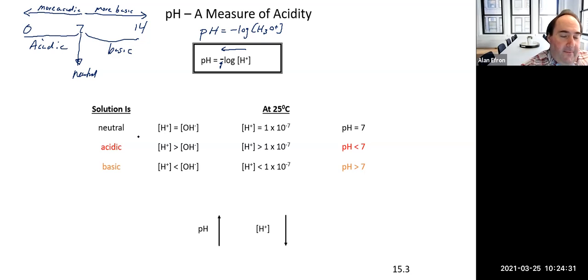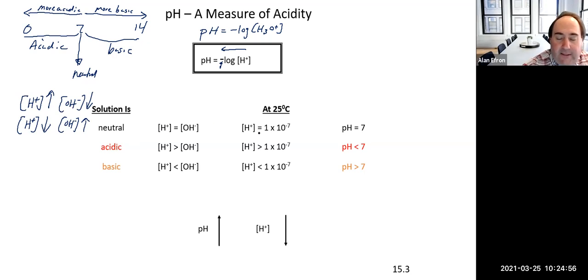Now, an important relationship between H plus and OH minus is this. As the H plus goes up, OH minus goes down, and vice versa. As the H plus goes down, OH minus goes up. So there's that opposite relationship between the concentrations of H plus and OH minus in the solution. If they're equal to each other, you get a pH of 7. That's why technically it is neutral at 7, because at that exact point the concentration is 1 times 10 to the minus 7, which gives you a pH of 7.